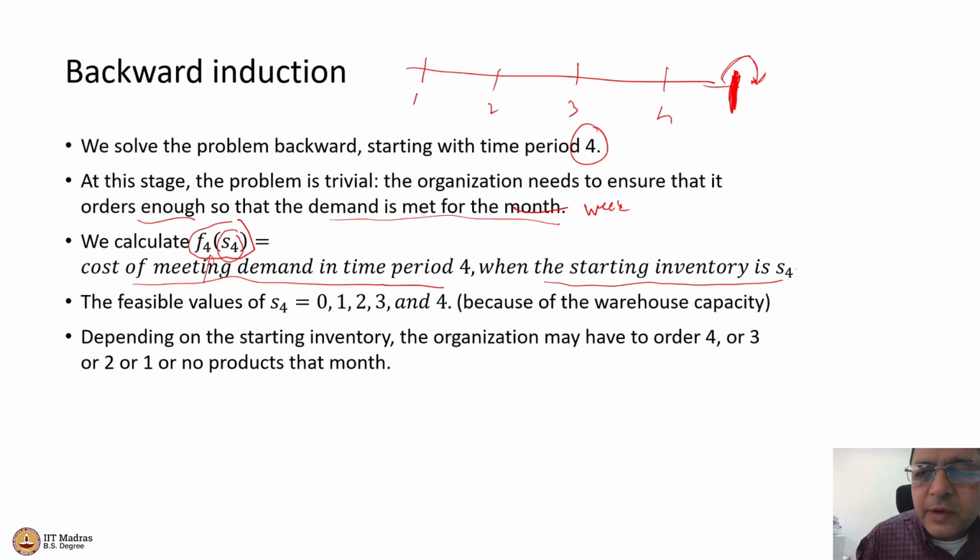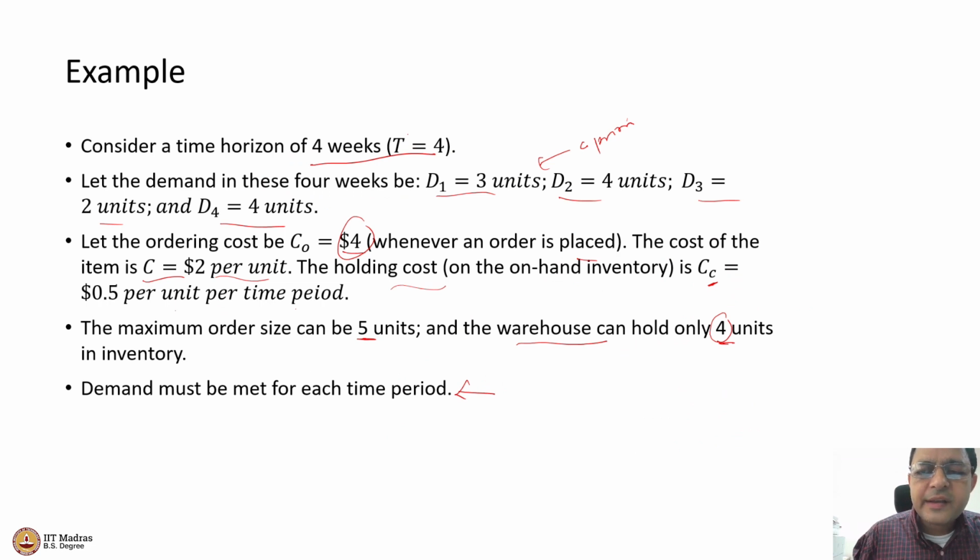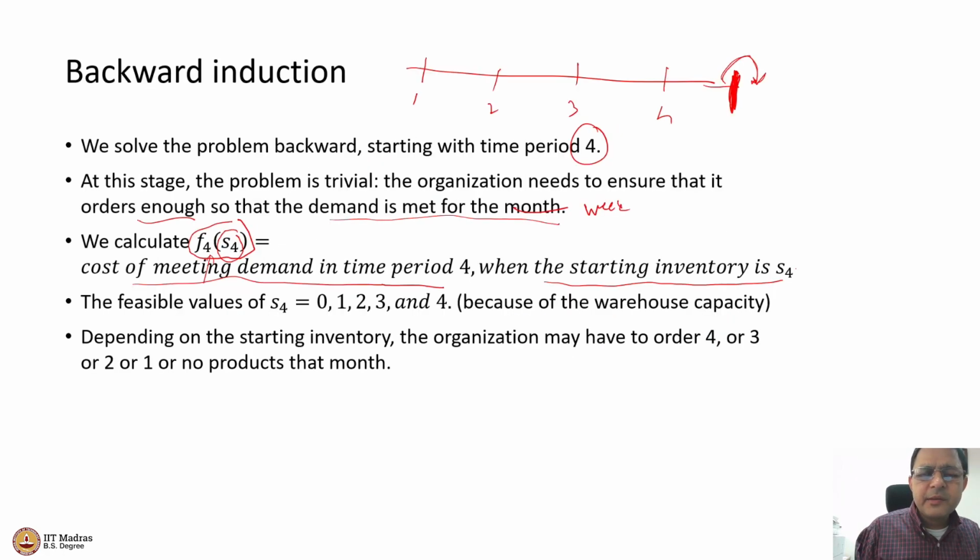Now, what can be the possible values of S4? Go back. How much can I store? I can store 4 units, right? So the state variable S4 cannot be more than 4. We have already said that my state variable cannot be negative. It can only be non-negative. So the admissible values of S4 are 0, 1, 2, 3 and 4, because the warehouse capacity is 4. At the end of time period 3, I could not have carried more than 4 units, and therefore I don't have to consider S4 beyond 4.